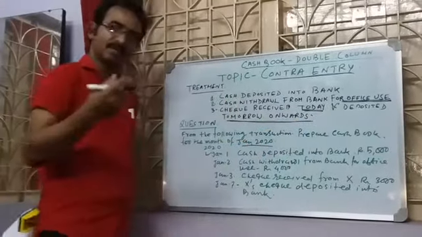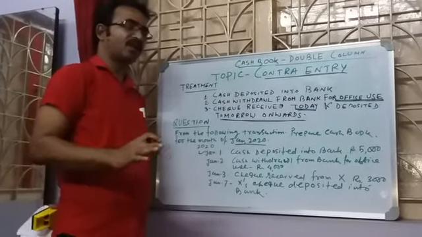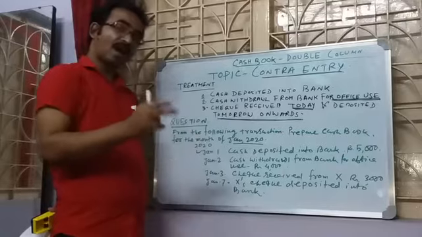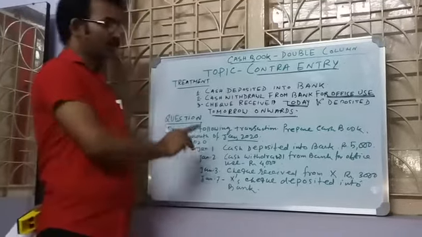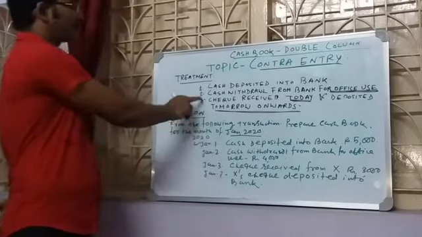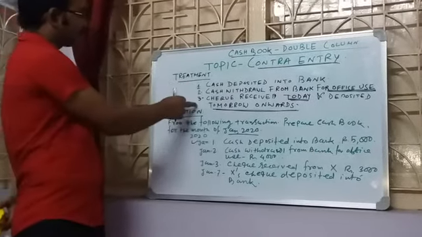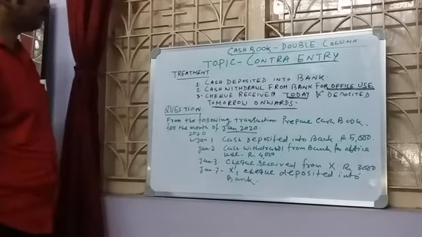Suppose today I am taking a check and, due to some reason, it is not possible to deposit the check into the bank, and I deposit the check tomorrow onwards, then it will be a contra entry. This is the third one, and this is the more important one. So I can solve these three types of treatment in a single question.